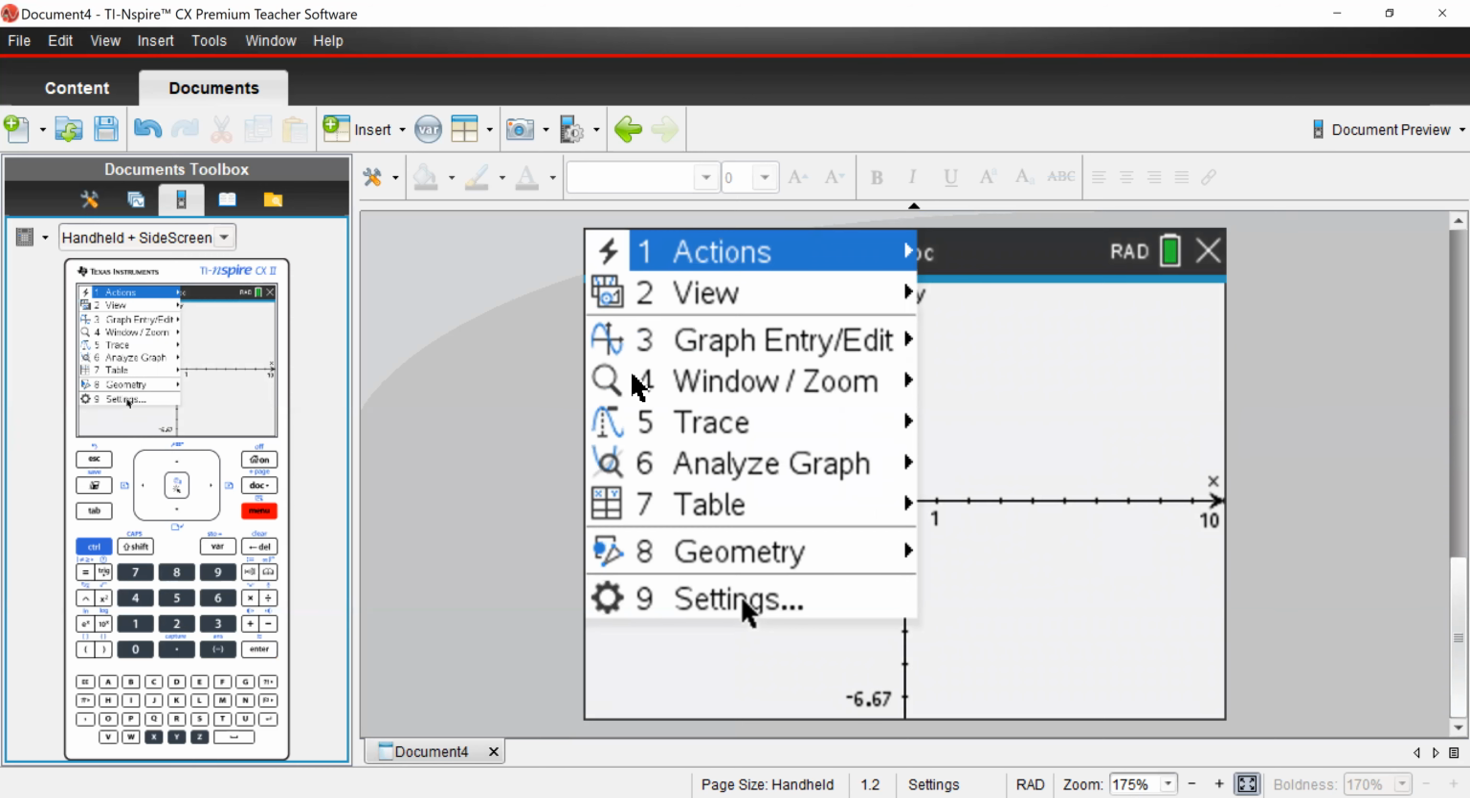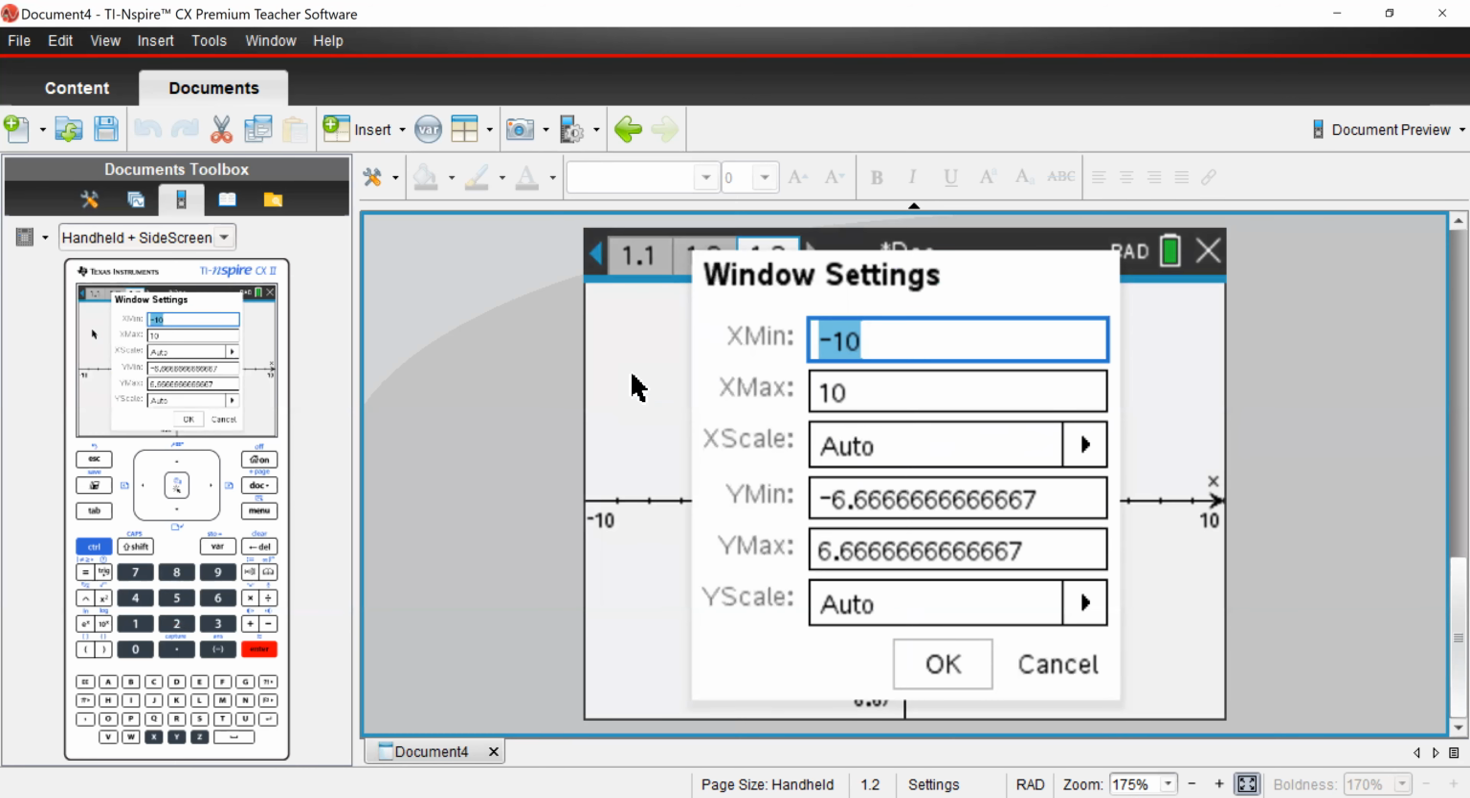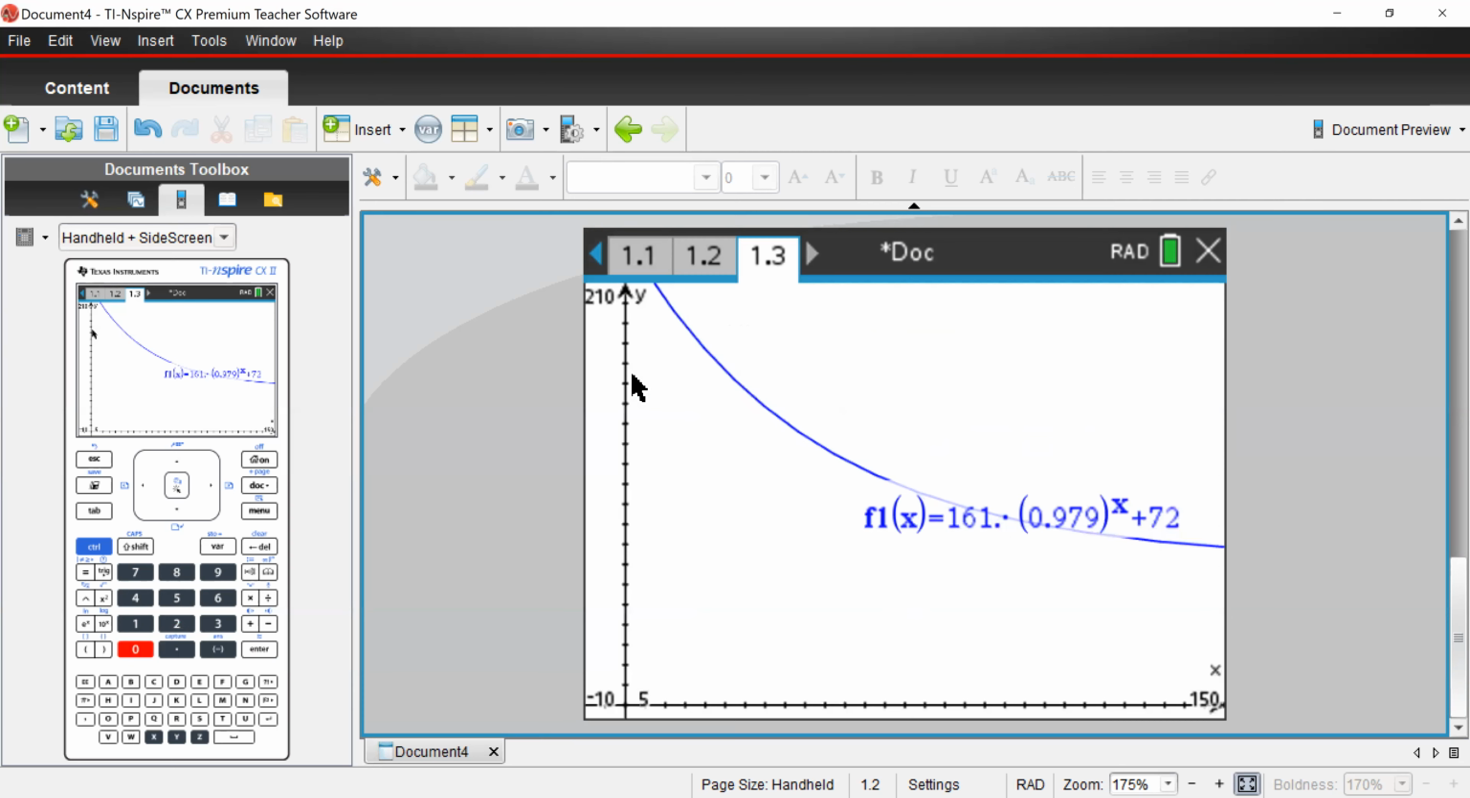And let me go ahead and readjust the window size so that we can clearly see what's going on here. Okay, so that's how we see our final equation. Again, our final equation would have to add 72 to push the graph back up. So that becomes our eventual equation. Okay, so that's the complicated part of this cooling curve.